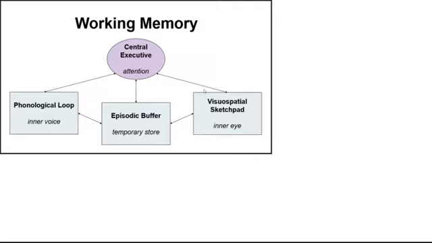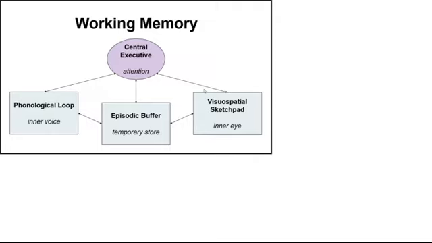So this is basically the part of the brain that's responsible for controlling everything else. It decides what we attend to, it decides what information we need, and which other parts of the brain need to get that information. So the central executive basically makes all the decisions and shuttles information about and takes control of everything.